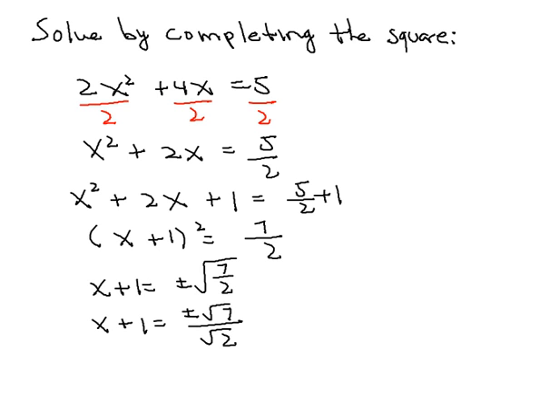Now let's work on that right-hand side a bit more before we isolate the x. You know, we don't want to leave a radical in the denominator of a fraction. So what we'll need to do to rationalize the denominator is to multiply top and bottom here by the square root of 2. So that will give us x plus 1 being equal to plus or minus the square root of 14 all divided by the square root of 4.